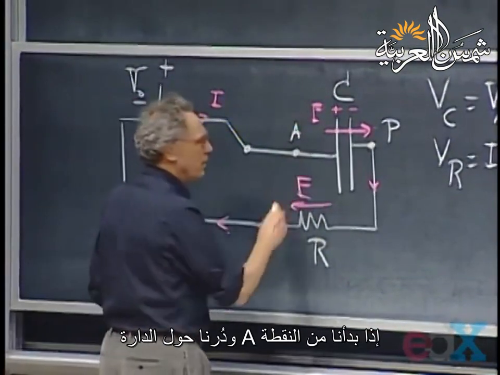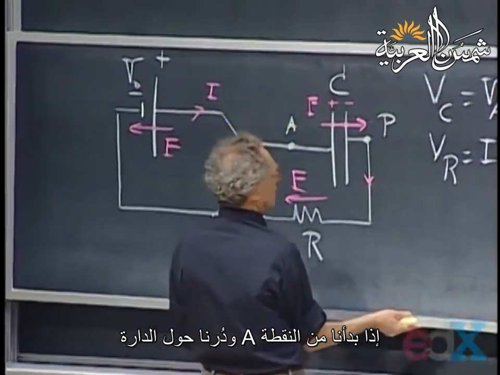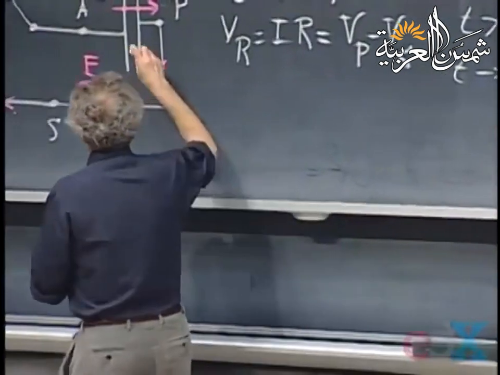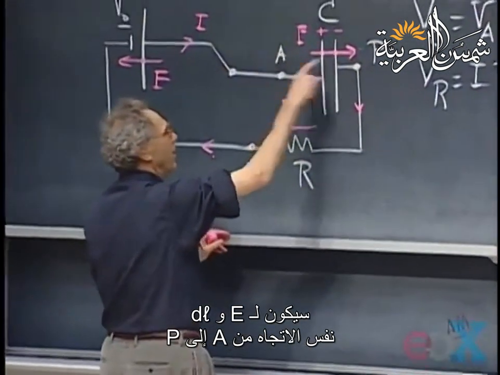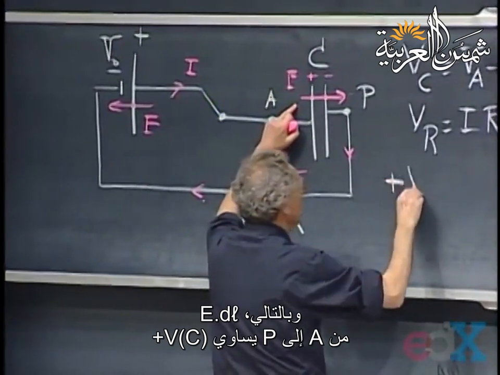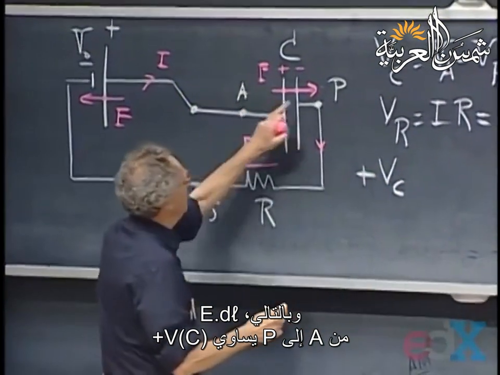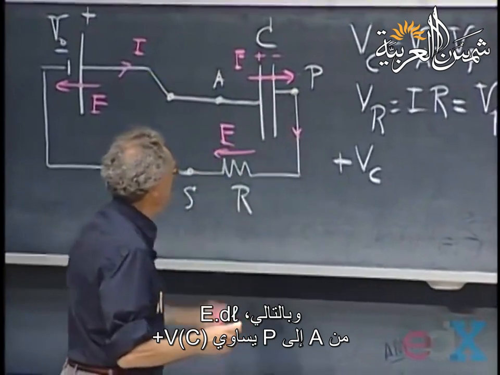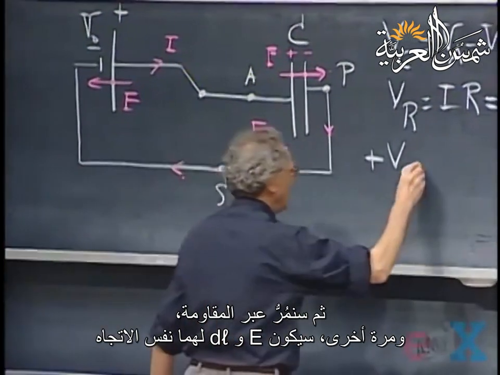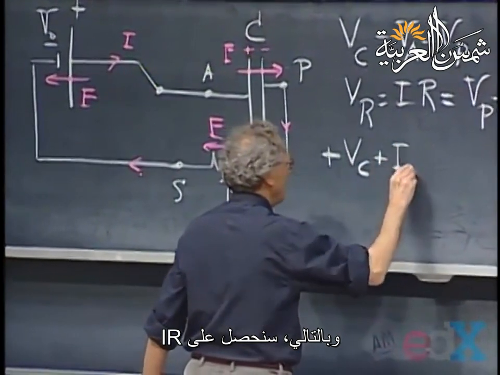So if I start at point A, and I go around the circuit, then E and dl are in the same direction if I go from A to P. And so I get plus V of C, that's the E dot dl from A to P. Then I go through the resistor, again E and dl are in the same direction, so I get plus I times R.